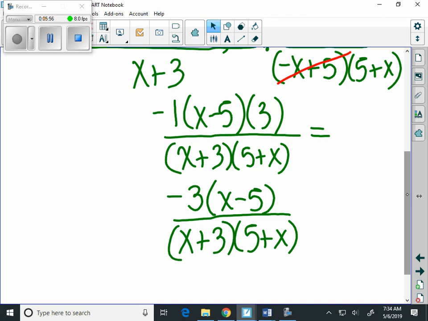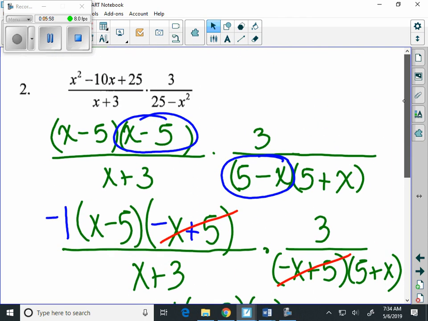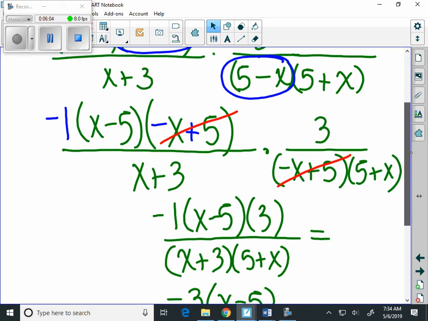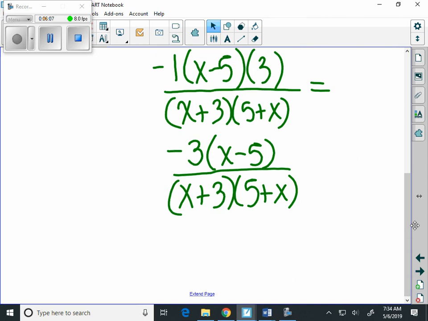Multiplying, by the way, is just multiplying straight across. We multiply the numerators together, the tops of the fraction. We multiply denominators together, the bottoms of the fraction. And then eventually we got to the point where we can cancel.